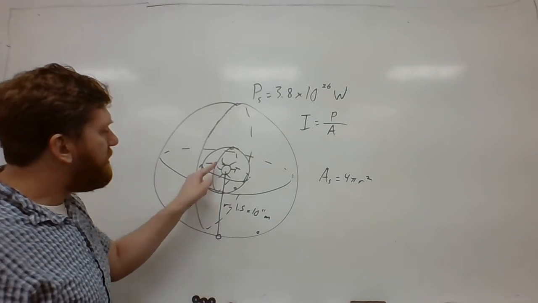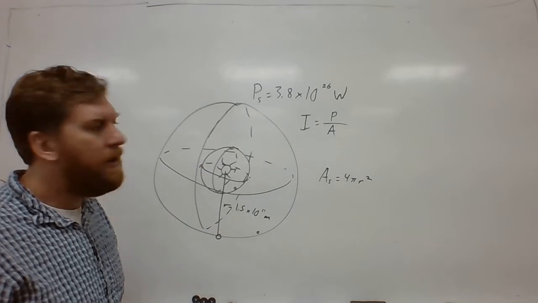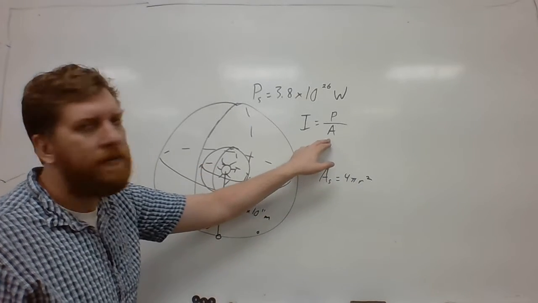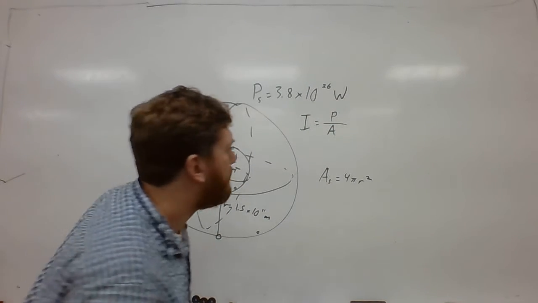We know what r is. That's our radius of the sphere. That's also the distance from the sun to the Earth. We can plug it into this equation to solve for our area. We have our power. We have enough information to solve for the intensity.